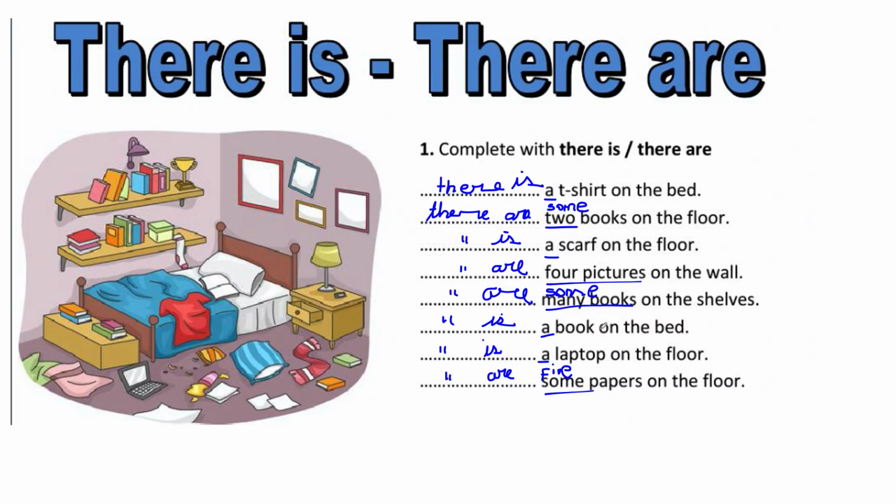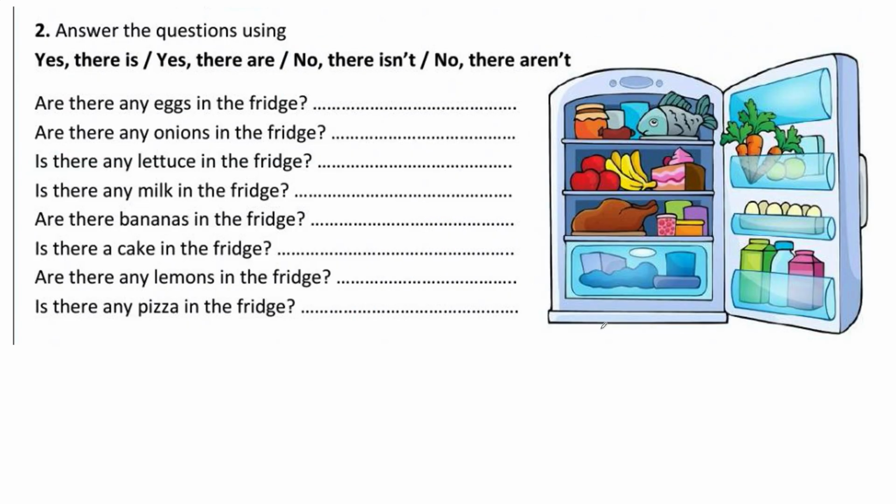Here, answer the questions using yes, there is, yes, there are, no, there isn't, and no, there aren't. If you notice, these four short answers are the short version of answers. As I told you before, you can use there is a, there are some, there are a lot of, in general, when you talk about people, places, also food.